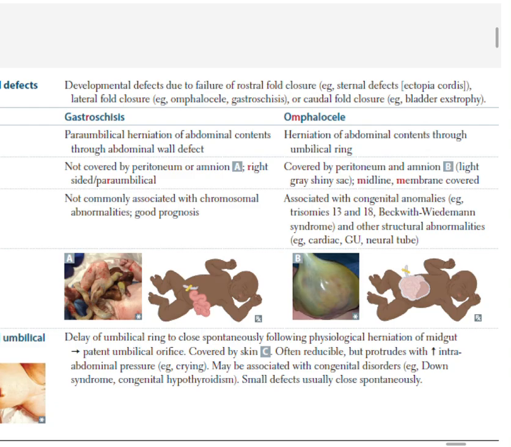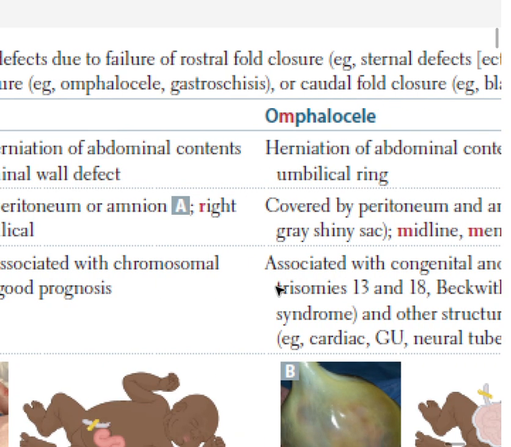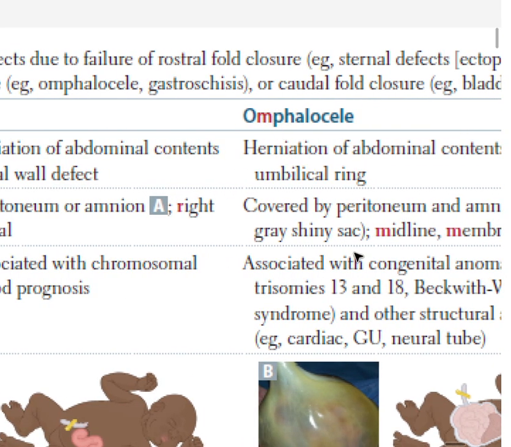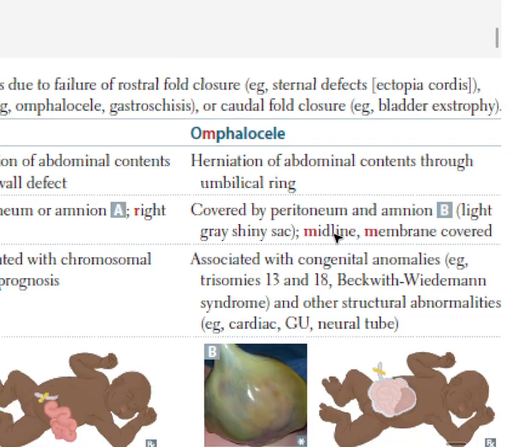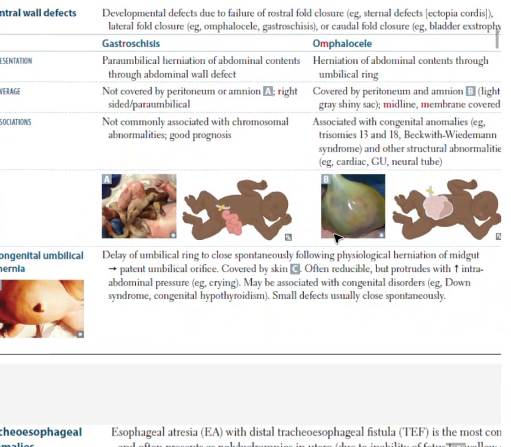Okay, next. So we've now seen gastroschisis, and we've seen omphalocele. In gastroschisis, you can see there's an R, so it's present on the right side. It's para-umbilical. And omphalocele, since it has an M, is present in the midline and has a membrane covering it. That's a little bit of a help to remember this.